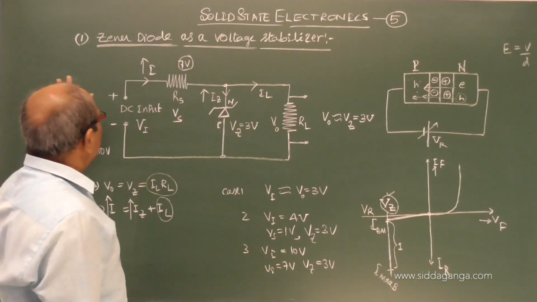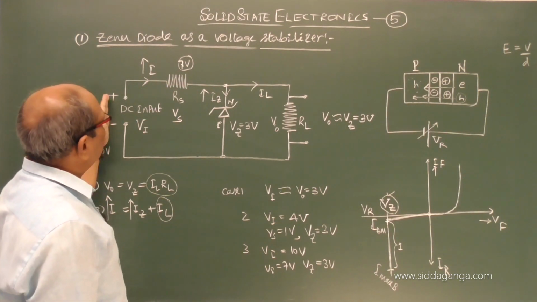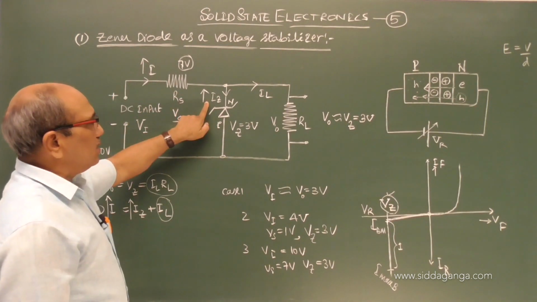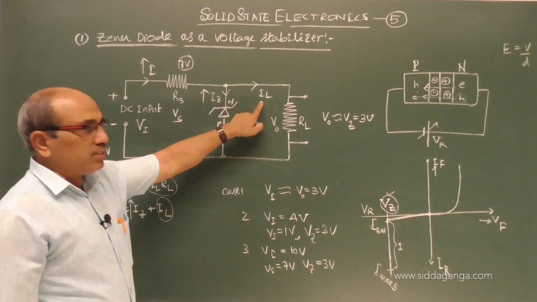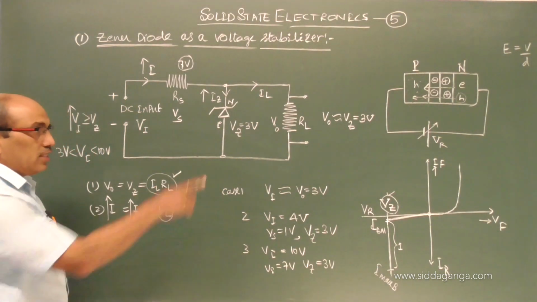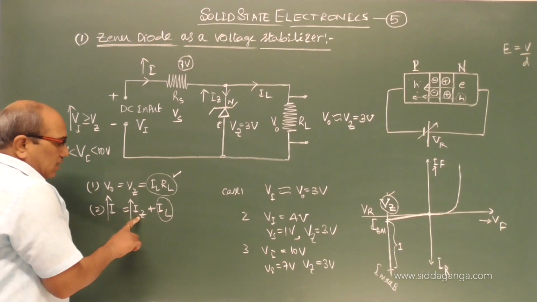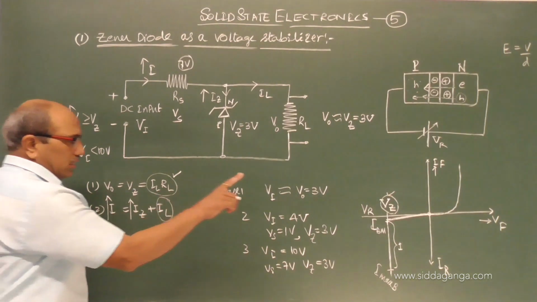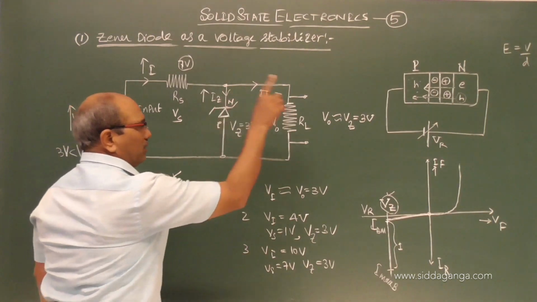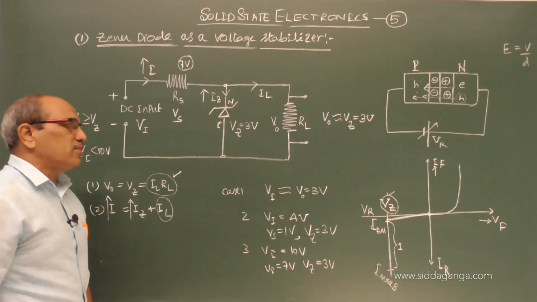What happens with a series resistor? When the voltage increases in the input, current increases accordingly. As current increases, Zener current increases, but load current remains the same, so that the product of IL and RL remains at the 3 volt in the example taken. IL remains constant, and any change in I is taken care of by IZ. Any change in IZ cannot change VZ, which means V0 remains the same, the output remains the same. That is what is used in this principle.